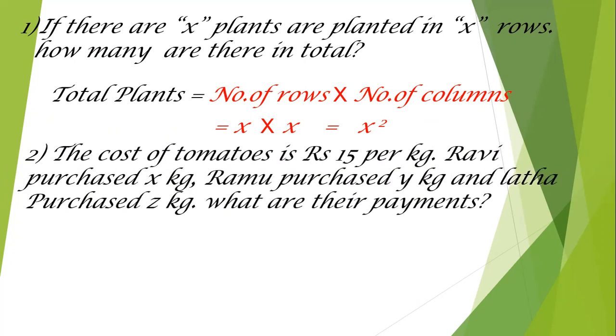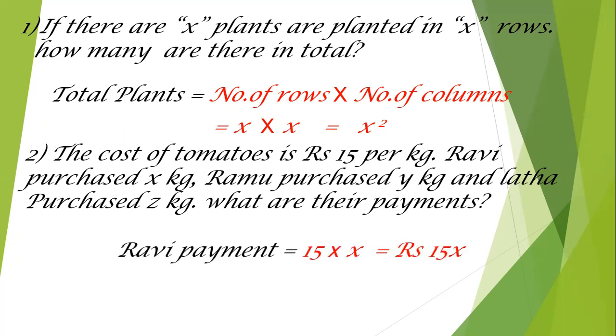The cost of tomatoes is rupees 15 per kg. Ravi purchased x kg, Ramu purchased y kg, and Lata purchased z kg. What are their payments? Here observe this. Here also you just multiply the rate of the tomatoes with the kgs. The rate of tomatoes was rupees 15 per kg. How many kgs did Ravi purchase? x kg. So in the simple way, in traditional multiplication, the rate of the tomatoes into the number of kgs.